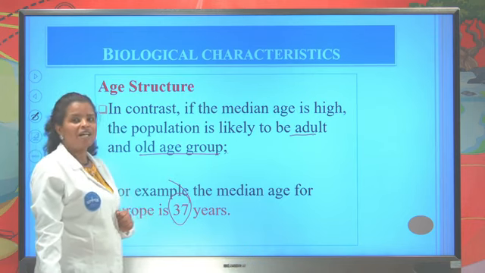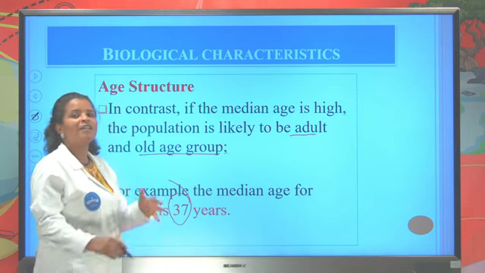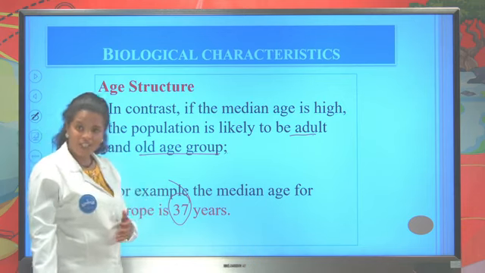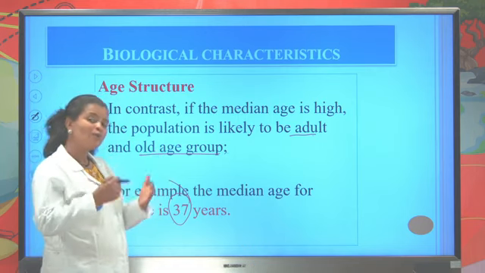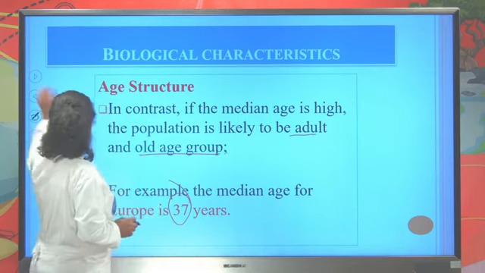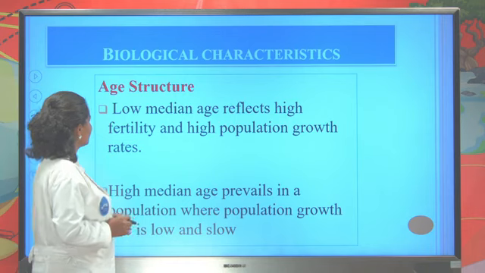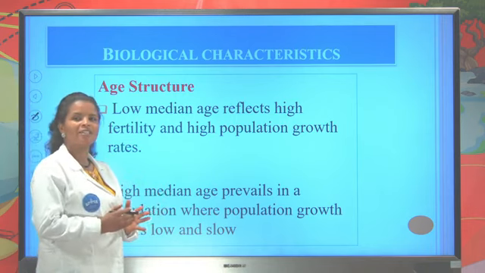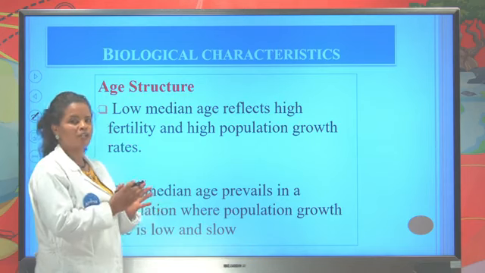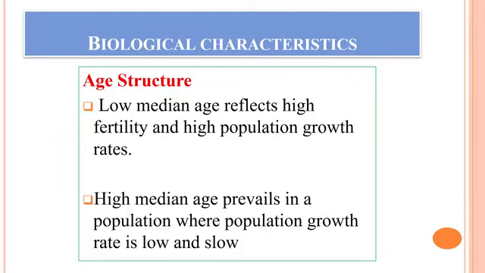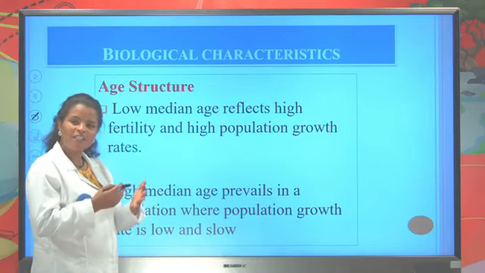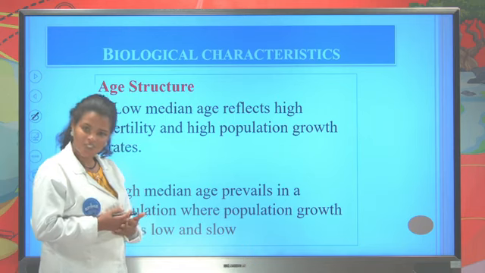So in Africa, the median age is low, the fertility rate is very high, the growth rate is high, and the rate of natural increase is also very high, but economic development is very low. In general, low median age reflects high fertility and high population growth rate. High median age shows well economically developed, and the fertility rate and the growth rate are very low.